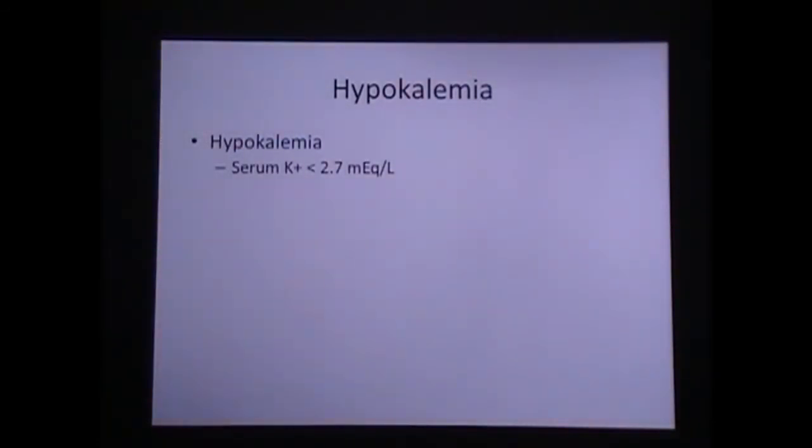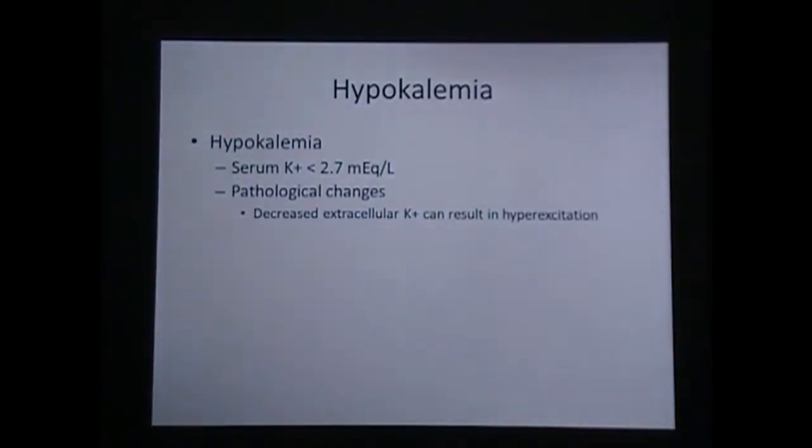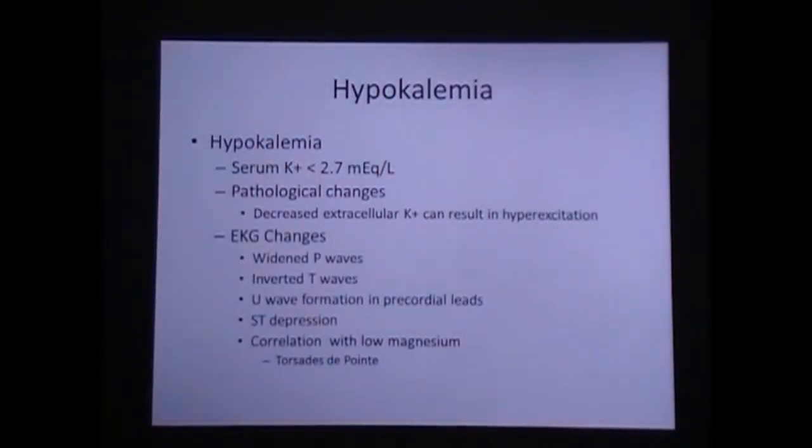So hypokalemia. Okay. It's a serum potassium less than 2.7. You will decrease the extracellular potassium, which leads to hyperexcitation. You'll get a widened P wave. You can get inverted T wave. You will get that U wave. So I bet you that those were actually the P waves because you can't have both low and high potassium. You can get ST depression, and remember, MAG follows K.